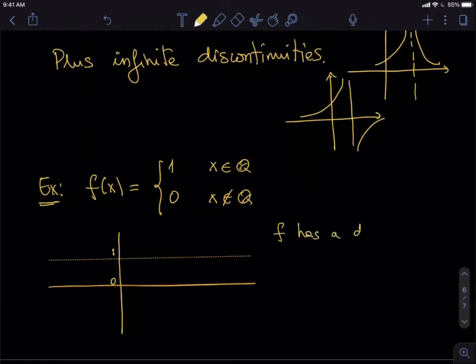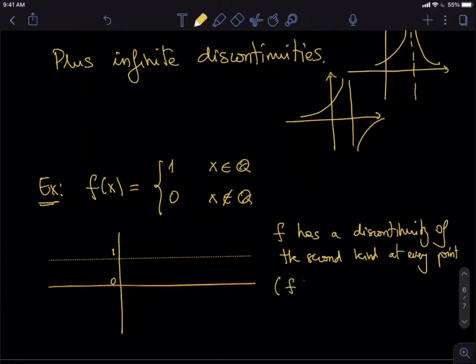has a discontinuity of the second kind at every point. Okay, this is because the lateral limits do not exist for any point x. Okay, so let's say we have x here.